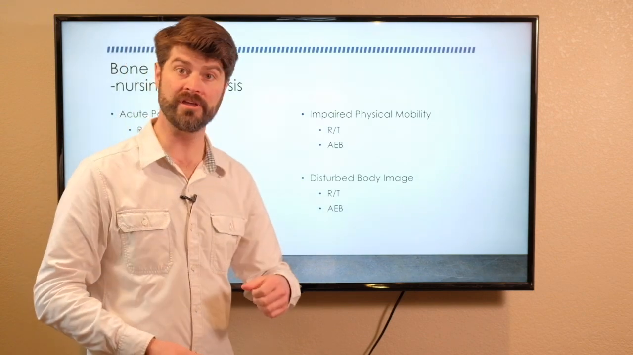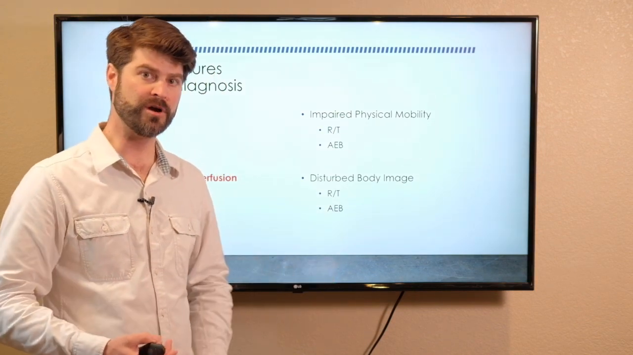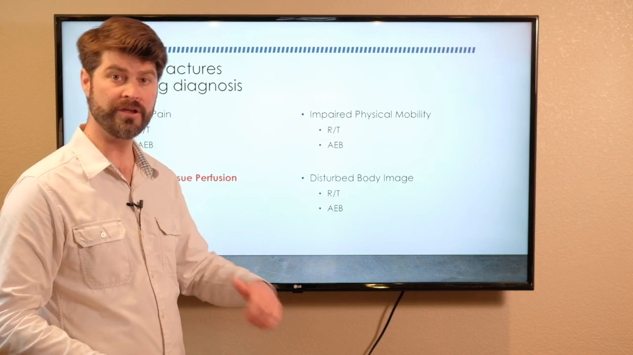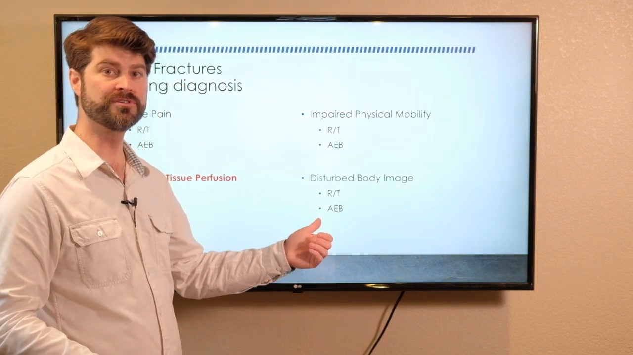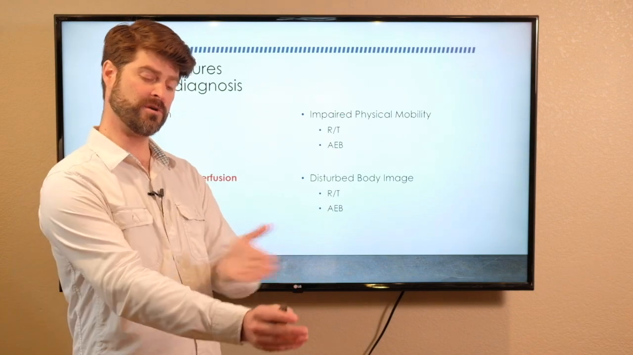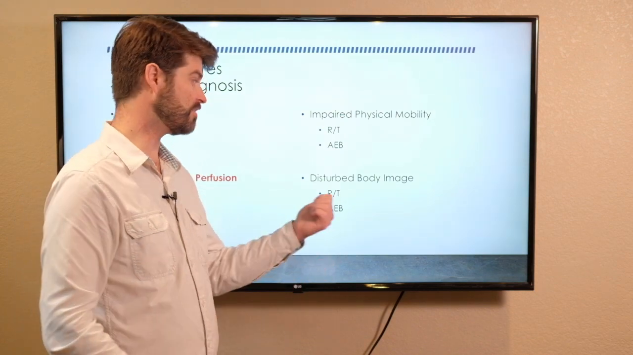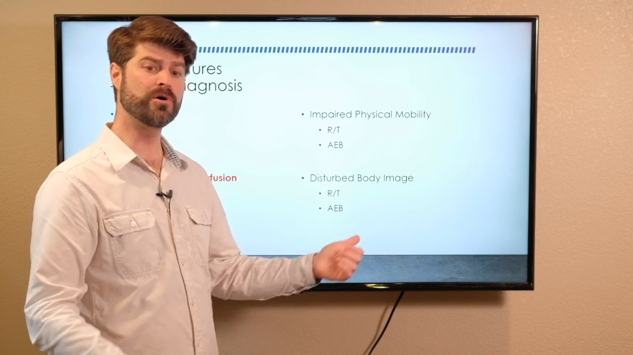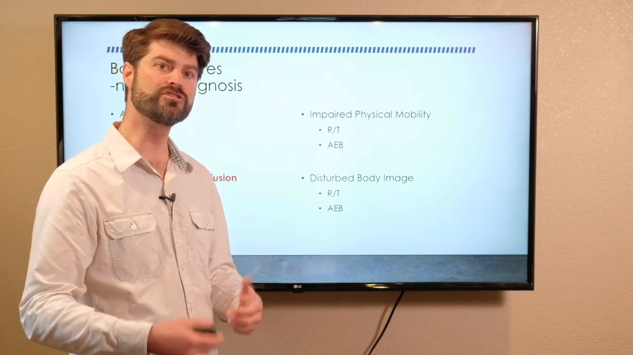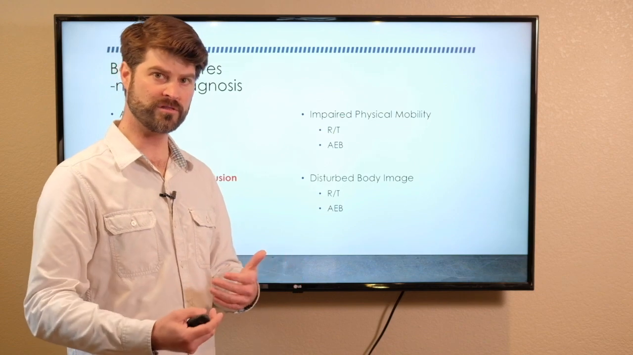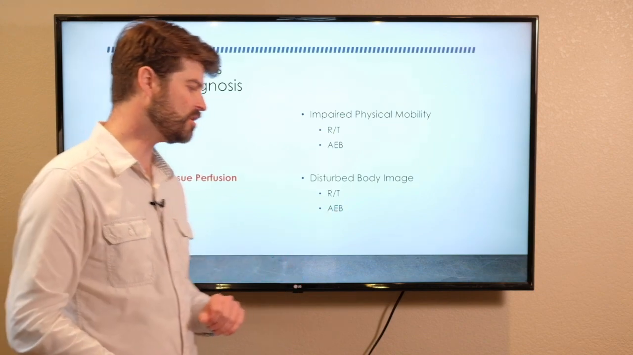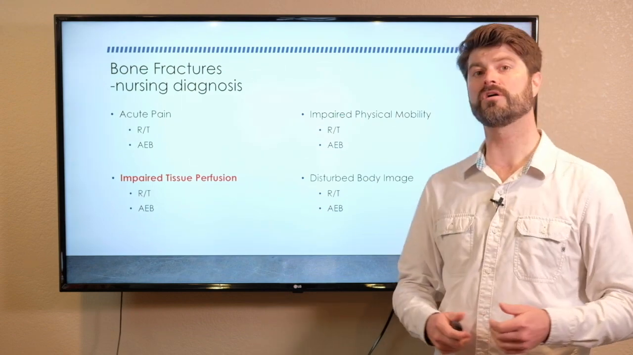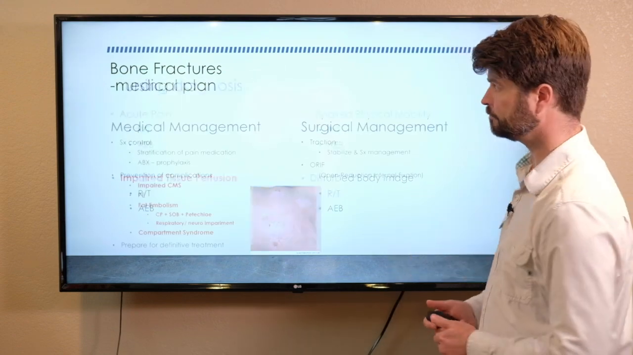Impaired physical mobility, absolutely. Somebody breaks their leg or their hip, they're not going to be moving around as well as they could. And disturbed body image, both in terms of the acute injury. If somebody's arm is bent the wrong direction, they're definitely going to have a disturbed body image, but also with recovery. As those bones heal, there might be some limitation in movement or alteration in their physical appearance. So we do want to be aware that there could be a psychosocial component to their fractured extremity.